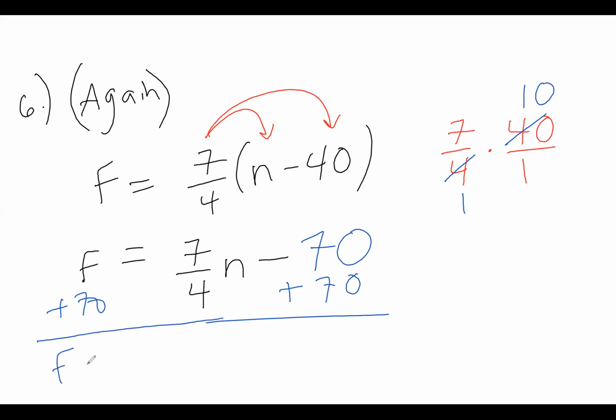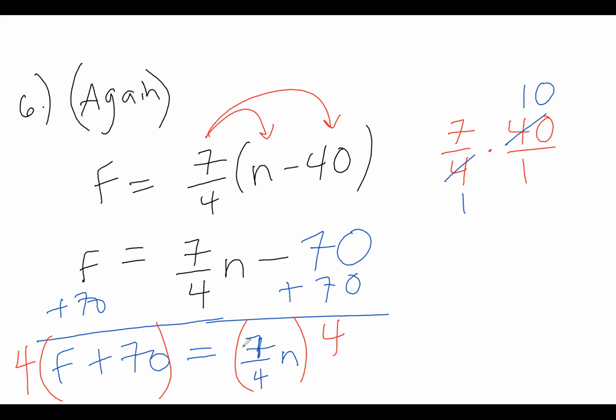So that's f plus 70 equals 7/4 n. All right, now to get the n by itself, we need to get rid of this 7/4. There's a couple of ways to do this. Here's when we could multiply by the reciprocal if we wanted to. But another option is we can just clear this fraction. We could have done it earlier, but we can do it now. We can just multiply by the denominator. Let's multiply both sides by 4 because the denominator is 4.